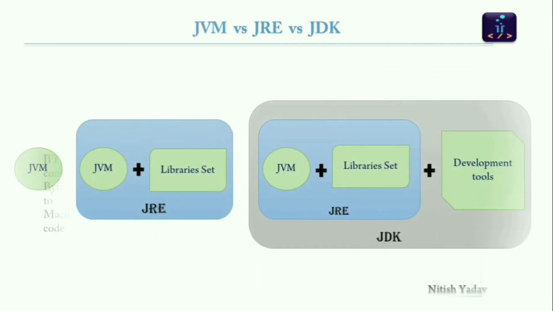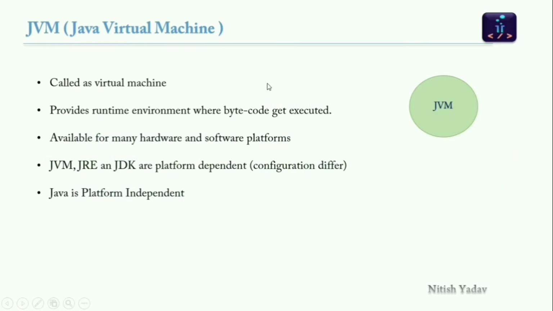So this is the overview of JVM versus JRE versus JDK. You can see JRE is the combination of JVM plus library sets, and JDK is a combination of JRE plus development tools. So, JVM. JVM is called a virtual machine too, because it is not physically existing in the system. It provides the runtime environment where bytecode gets executed. JVM is available for many hardware and software platforms as well.